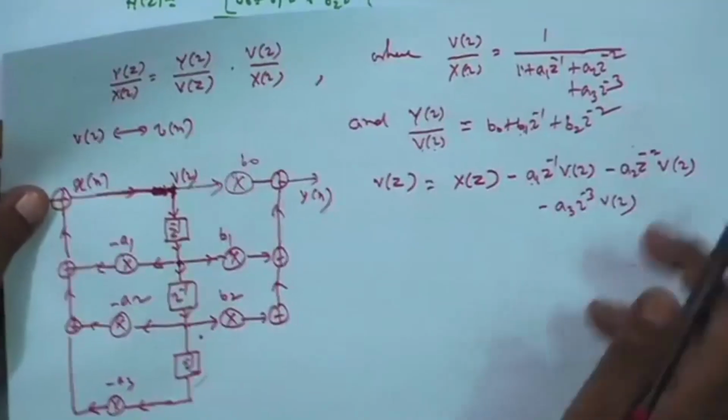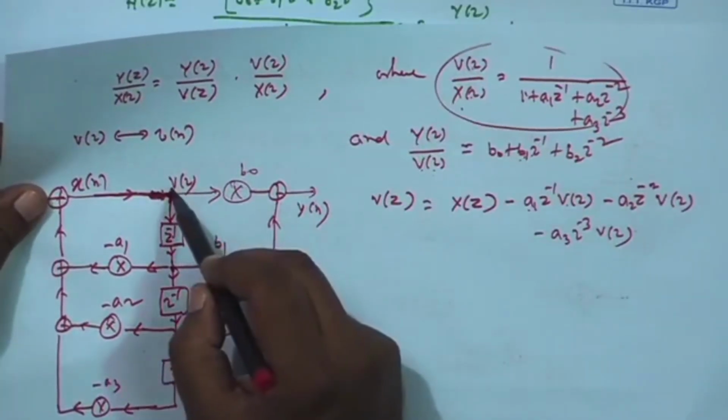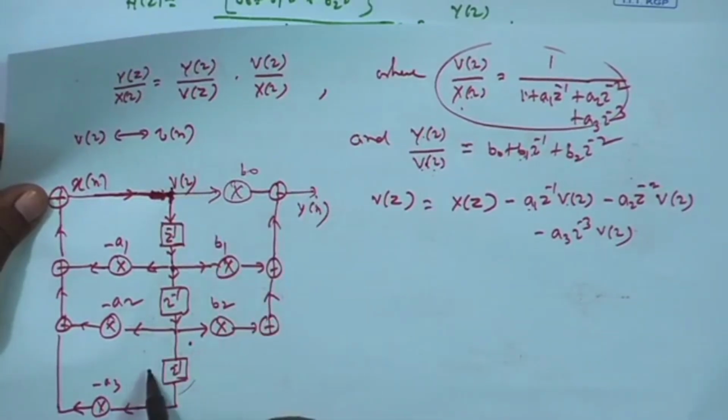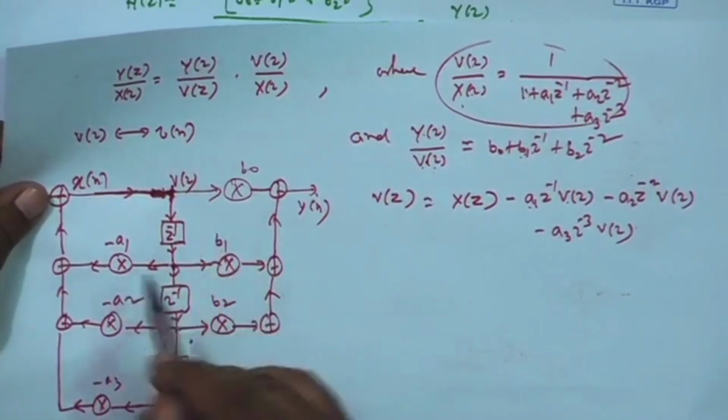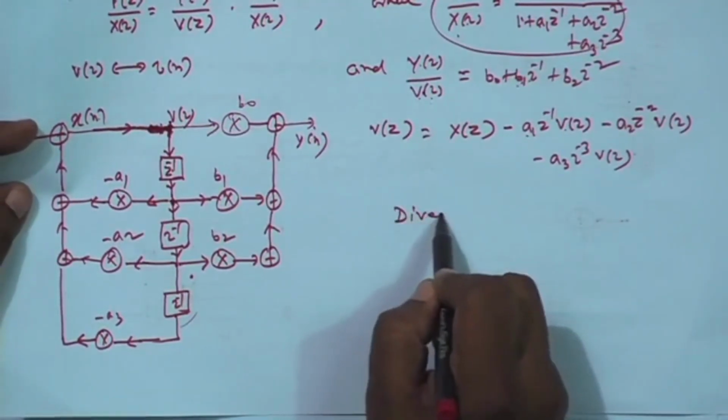If you realize pole first like this, so that by giving X(z) you generate V(z), v[n], and then from V(z) you generate Y(z), and given V(z) you generate y[n]. If you do this way, then you save the number of delays. Okay. This is called direct form 2.